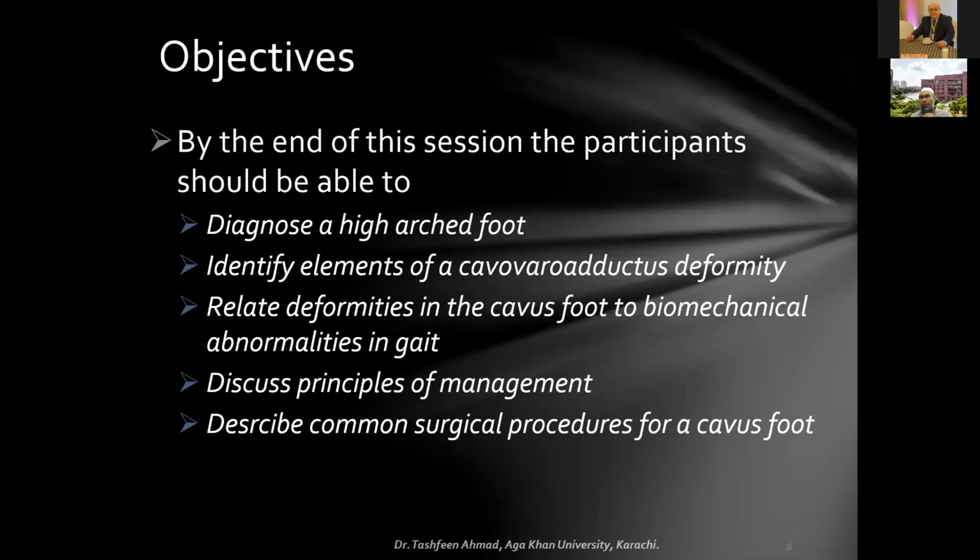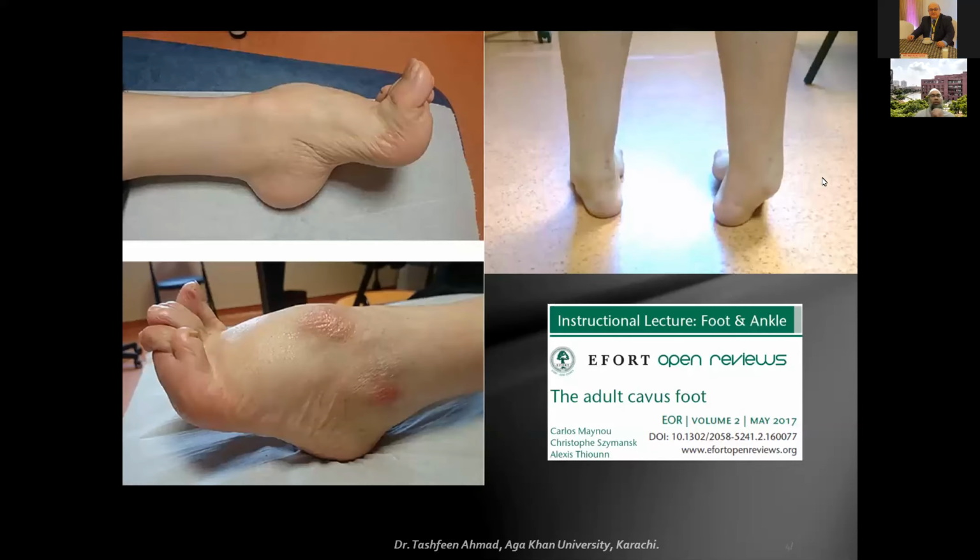of management as well as to describe common surgical procedures for a cavus foot. Right. If you look at these pictures on the left side, we see a typical severe cavus foot. The elements which we need to be cognizant of when we are looking at such a patient are the equinus deformity, which is at the level of the ankle. The cavus is the first ray, dropped first ray, which is at the tarsometatarsal region.